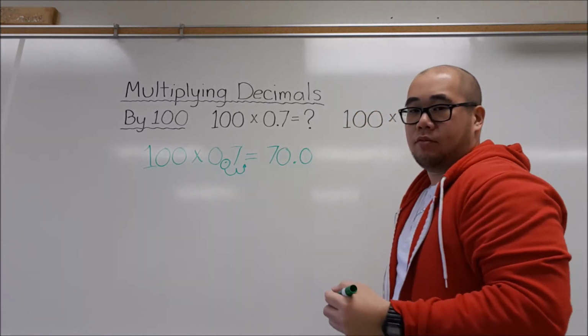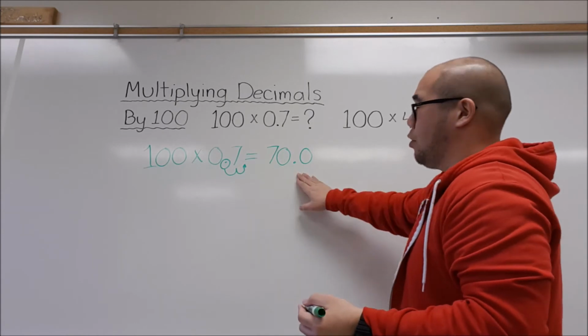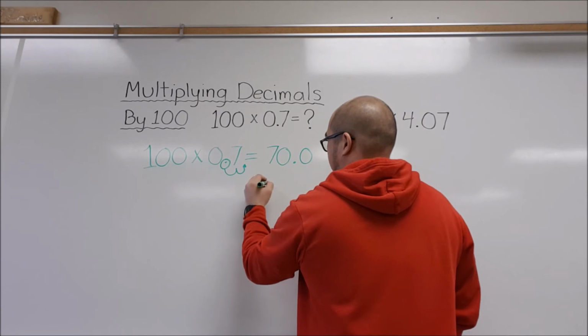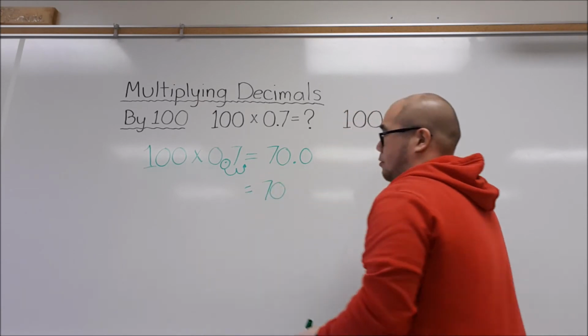70.0. But again, we don't have to worry about the decimal place when it's a 0. So our answer is going to be just 70.